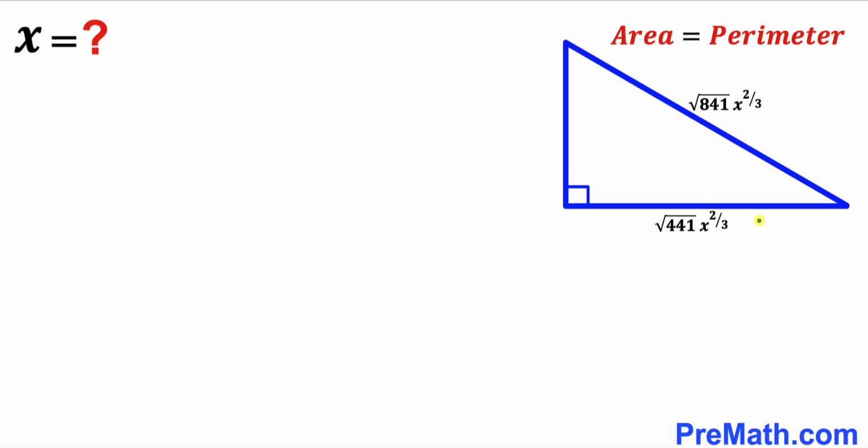We have this blue right triangle, such that its base is square root of 441 times x power 2/3, and its hypotenuse is square root of 841 times x power 2/3. Moreover, the area of this triangle is equal to the perimeter of this one. Our task is to find the value of x.